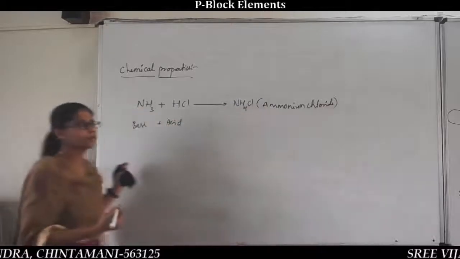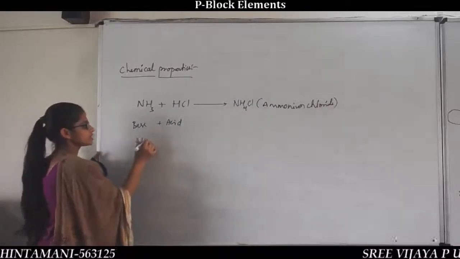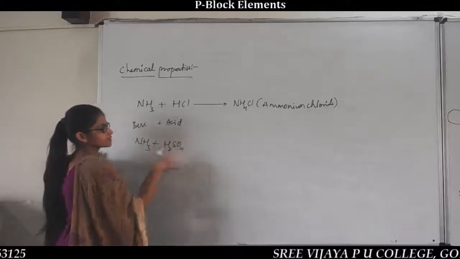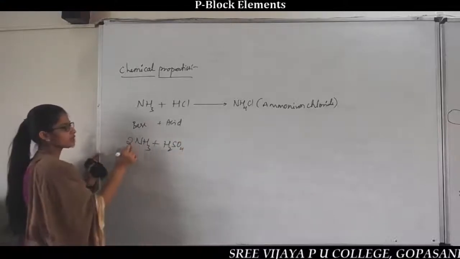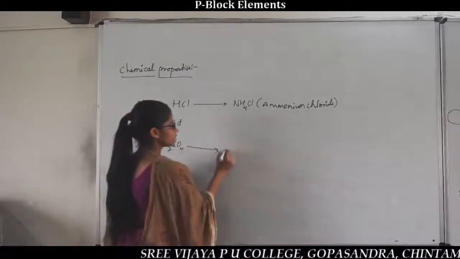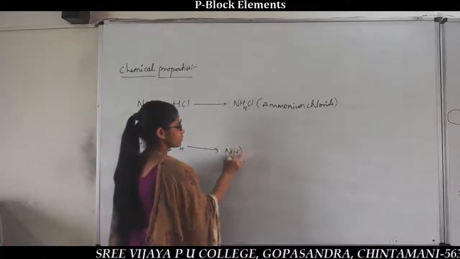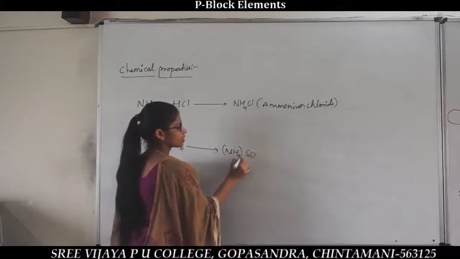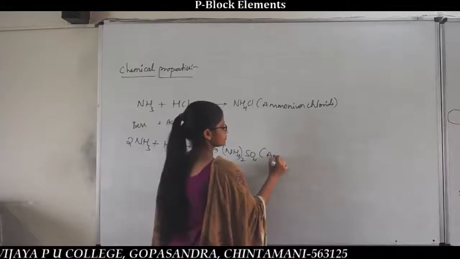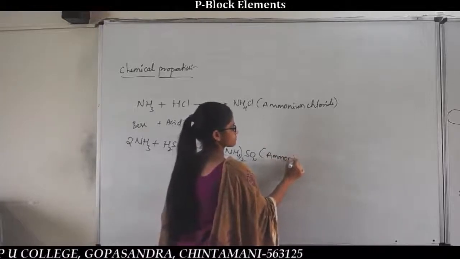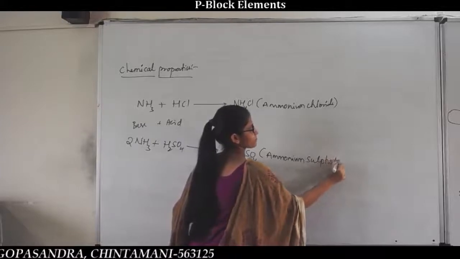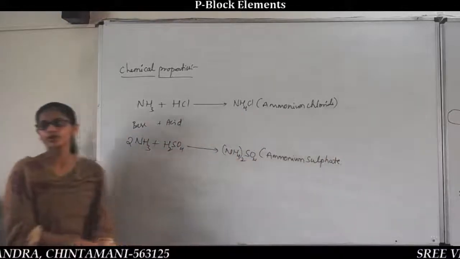The next example, it also reacts with acid, we call H2SO4, sulfuric acid. The two molecules of ammonia react with the sulfuric acid. It gives us what we call ammonium sulfate. What's the formula for ammonium sulfate? NH4 twice SO4. This is called as ammonium sulfate.